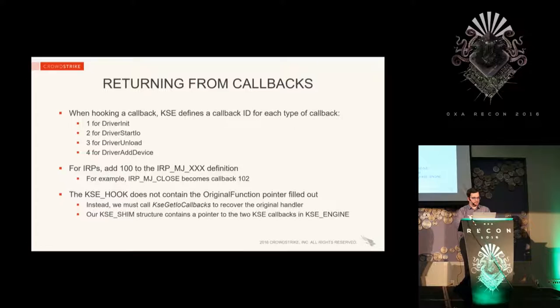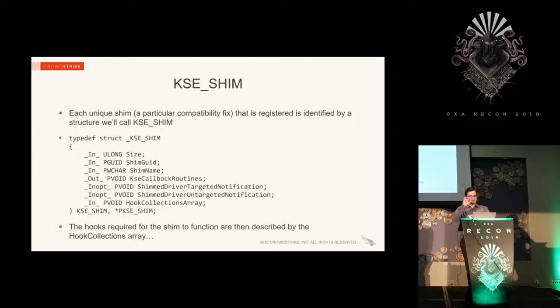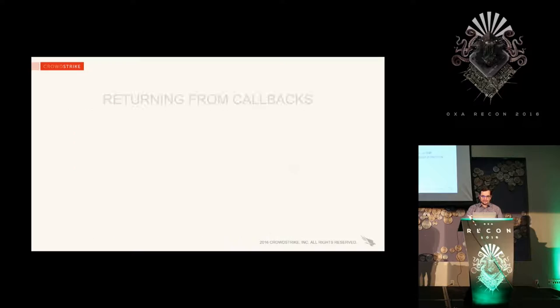Now, how do you call KscGetIoCallbacks? Because that's actually not an exported function. Well, let's go back for a second here to our definition of a KSC shim. There's this field here called KSC callback routines. Anyway, this thing here, KSC callback routines, that's where you actually get a pointer back to KscGetIoCallbacks. So it gives you the function that you need to call. So that's how you find it, basically. And then you can call the original function.